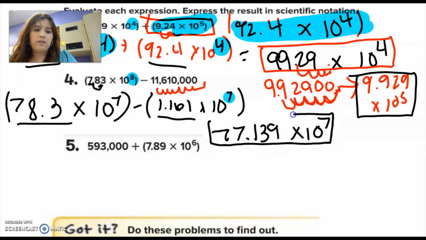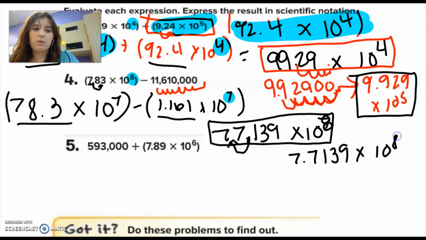So far, we've matched our exponents, we've subtracted our beginning numbers. Now we have our last step. We have to correct this scientific notation. So to make this 77.139 a number between 1 and 10, we're going to move it to the left once and turn the 7 into an 8. So now we have 7.7139 times 10 to the 8th power.